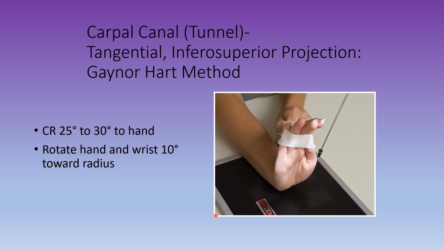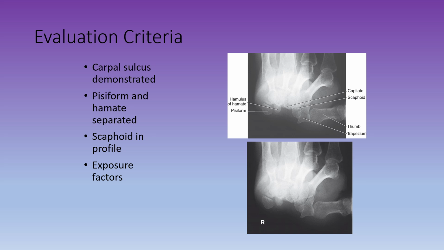The central ray is angled 25 to 30 degrees proximally to the long axis of the hand, and it's directed to about 1 inch distal to the base of the third metacarpal. Okay, so central ray angulation 25 to 30 degrees, and it should ideally come in 1 inch below the base of the third metacarpal. So I would say probably right about here. I'm not sure why they have it all the way out here, but in theory, you would probably have it right about there. Okay, and then if you do that correctly, the image should look something similar to this.